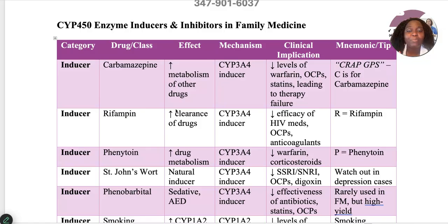At this time, we're going to go ahead and go through the actual content of inducers and inhibitors in family medicine. We all know that this came from where? Pharmacokinetics, and we have three main processes in pharm, at least: pharmacokinetics, pharmacodynamics, and pharmacogenomics. Under pharmacokinetics is where we have the ADME process: absorption, distribution, metabolism, and excretion. Under metabolism, there is an enzyme called the CYP450. We're going to call it a truck or a car.